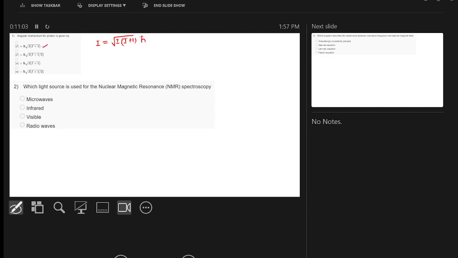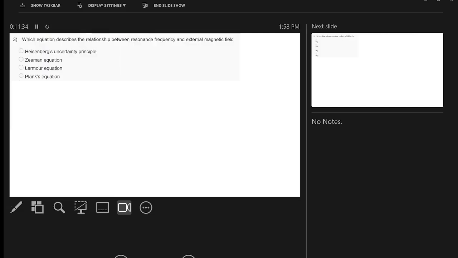Here, first option, I. Okay. And the second question is, which light source is used for nuclear magnetic resonance spectroscopy? So we saw in the previous slide, for resonance spectroscopy we need a radio frequency. Which one? A radio frequency. The gap between alpha up and beta down is very small. So we need radio frequency, radio waves.